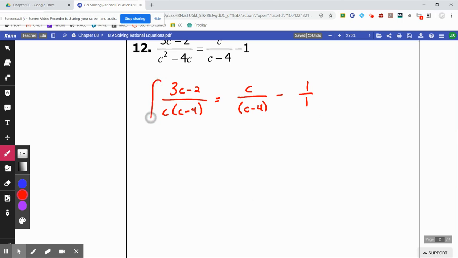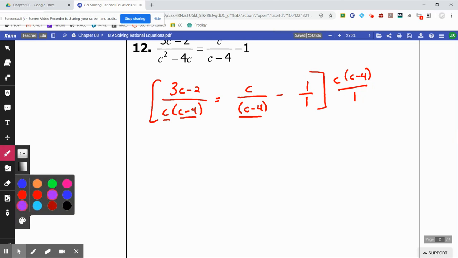So your common denominator, check your monomial. C is the only power of c, so therefore we're going to leave it. And then I need a c minus 4 to the first, so therefore c minus 4 to the first. And then you could put a 1 with it, but you really don't need to. So there's your common denominator.